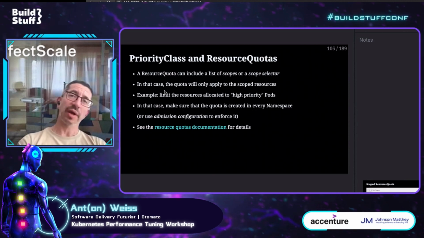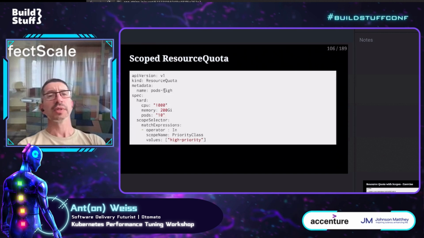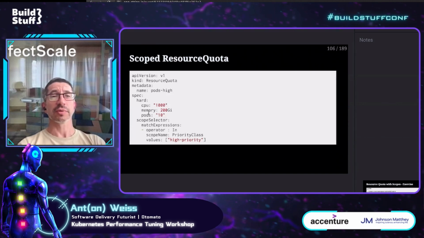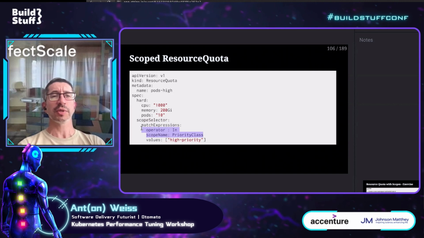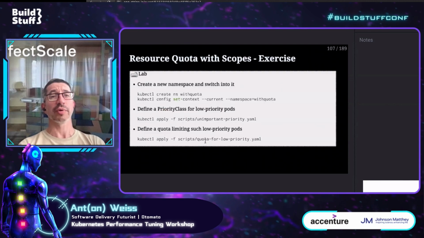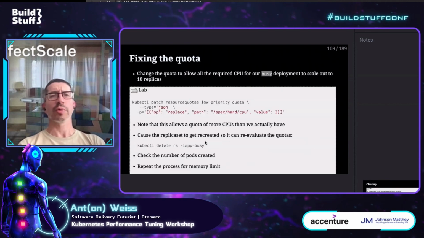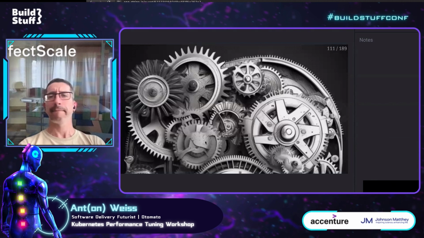And we can also apply resource quotas to priority classes. And we have an example here. So this is how it works. The resource quota isn't applied to the whole namespace. It says this quota only applies to the pods that have a high priority, for example. And there is an example here. We won't be running this now.